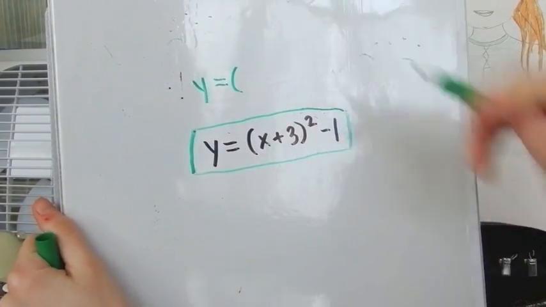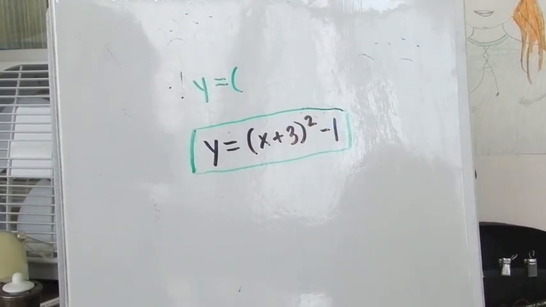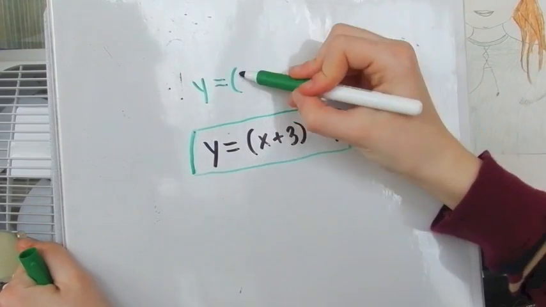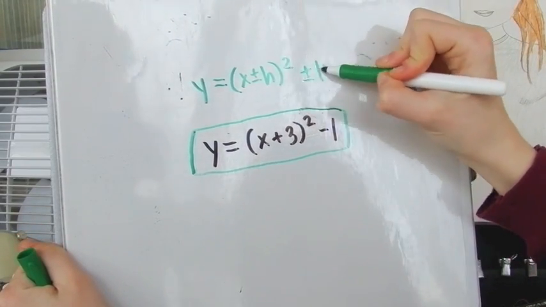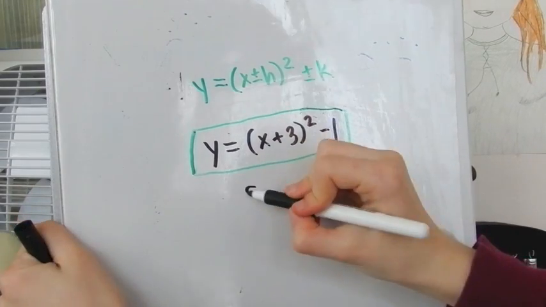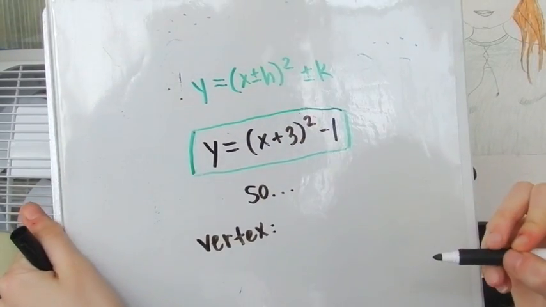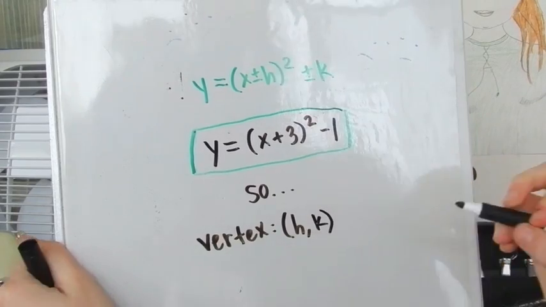Now you can find the vertex of the function by remembering back to the vertex form in the beginning of the video. Your vertex is h, k. So the vertex of this function is 3, comma, -1.